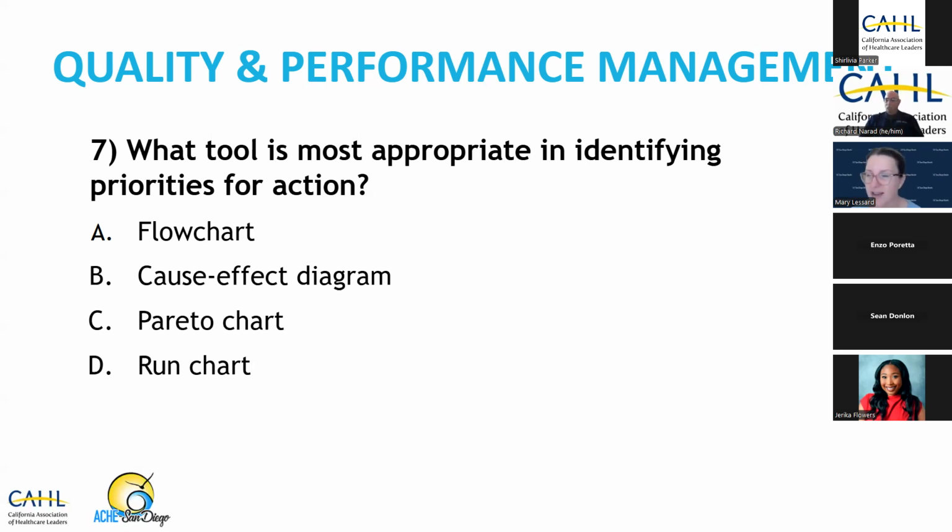Any other Lean Six Sigma people out there, or people that use these tools on an everyday basis in their role, have an opinion? I'm guessing, but the Pareto chart. It's the Pareto chart, because it's priorities for action. Pareto's the 80/20 model, right? So whatever activities are going to get you the most out of what you're trying to do, that's what the Pareto chart's for. Awesome.